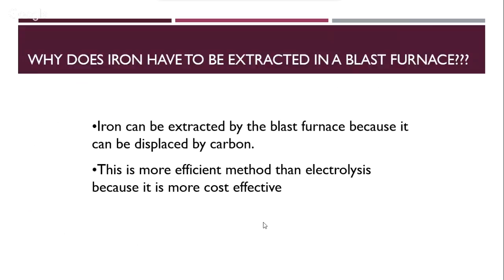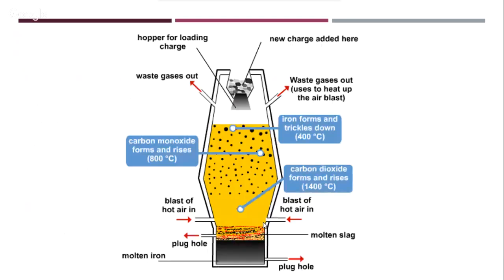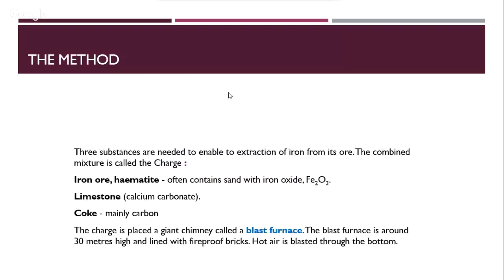Okay, because you will have to use a lot of electricity, and the expenses in that are pretty huge. So iron is extracted through a blast furnace just because carbon can easily displace iron from its oxide. Now let's look at how this reaction really happens. So this is the typical diagram of a blast furnace. I'm going to go to the next slide and then come back.